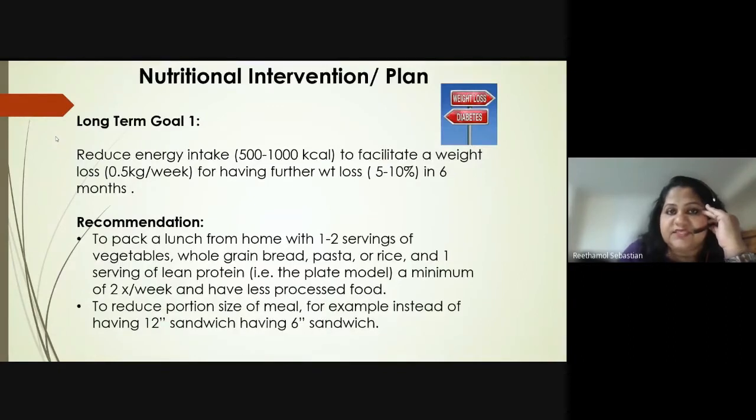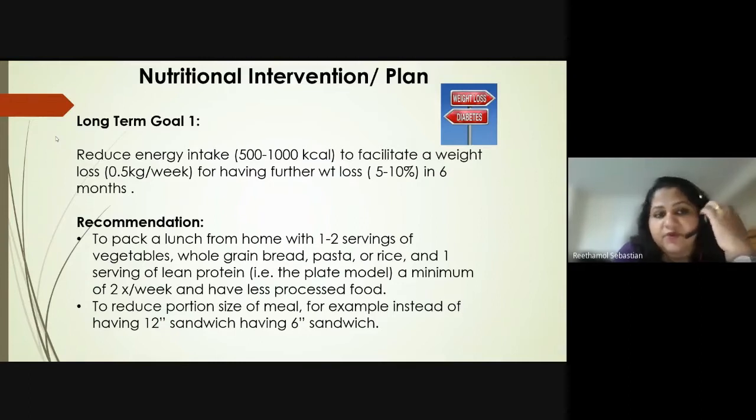So this is the nutrition intervention, or plan. We identified the problem: he's eating excess calories and excess sodium, so we try to implement some plans. You can make a long term goal or a short term goal, depending upon the condition. In this case, the first long term goal is to reduce energy intake by 500 to 1000 kilocalories to facilitate a weight loss of 0.5 kilogram per week, or a further weight loss of 5 to 10 percent in 6 months. So it is a long term goal.